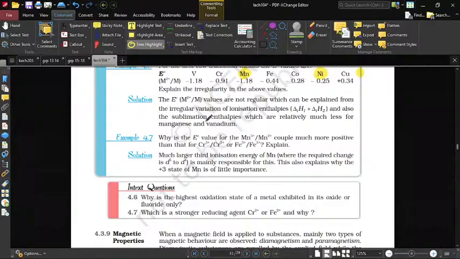Why are E naught values of the Mn3 plus/2 plus couple much more positive than that of Cr3 plus/2 plus or Fe3 plus/2 plus? Explain. The much larger third ionization enthalpy of manganese, where the required change is d5 to d4, is mainly responsible for this. This explains why the plus 3 state of Mn is of little importance. From +3 we go to d4, but from +3 to +2 we go to d5, which will be stable. And for iron and chromium it is similar: in one t2g becomes stable, in the other d5 becomes stable, half t2g.